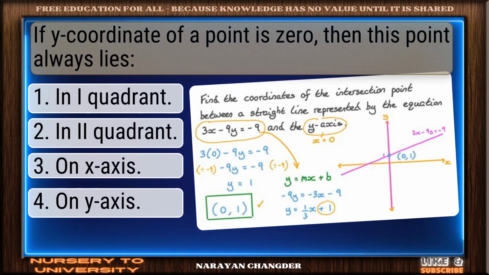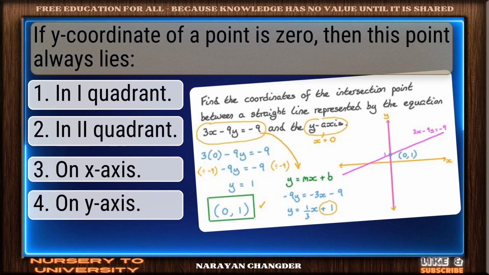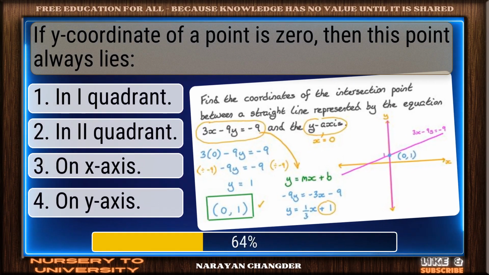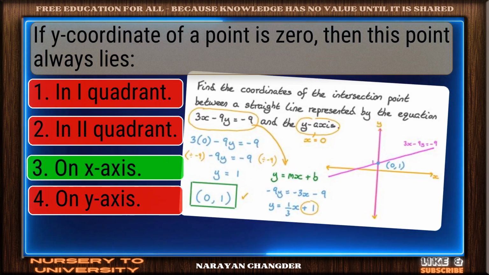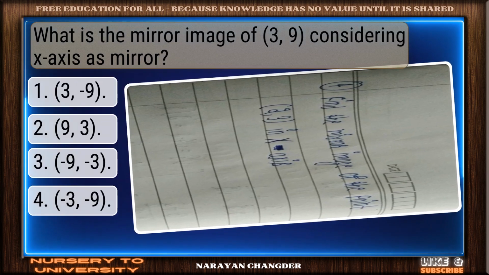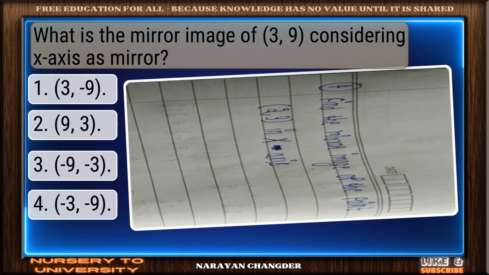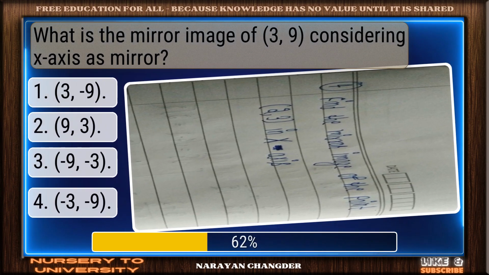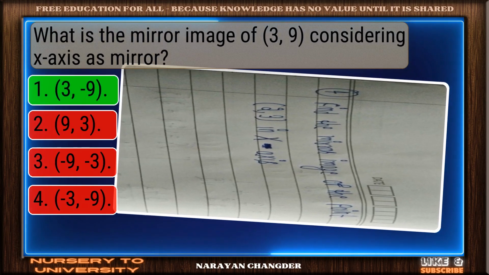Question number 92. If y-coordinate of a point is 0, then this point always lies. Right choice. On x-axis is the best answer. Question number 93. What is the mirror image of considering x-axis as mirror? Good thinking is the right answer.